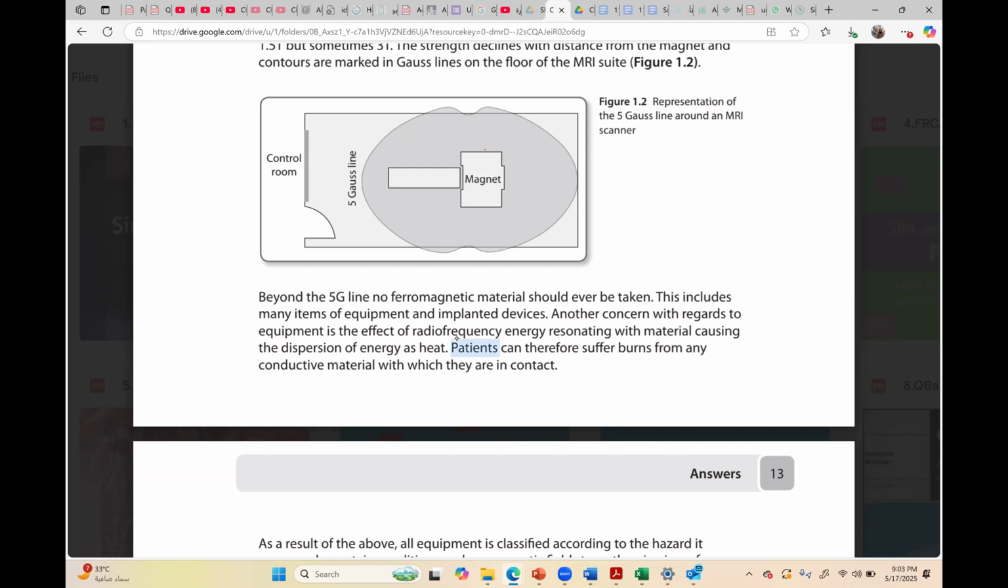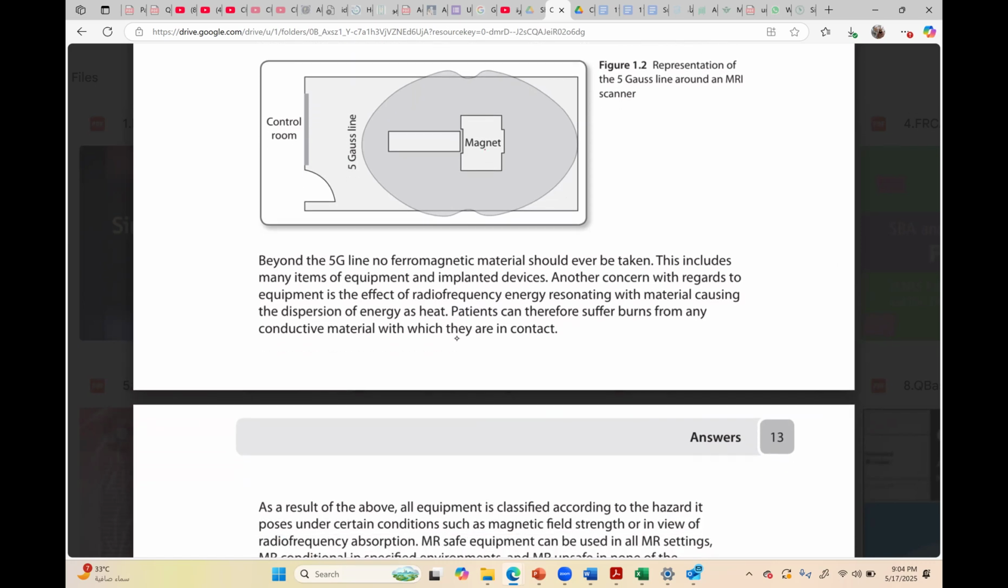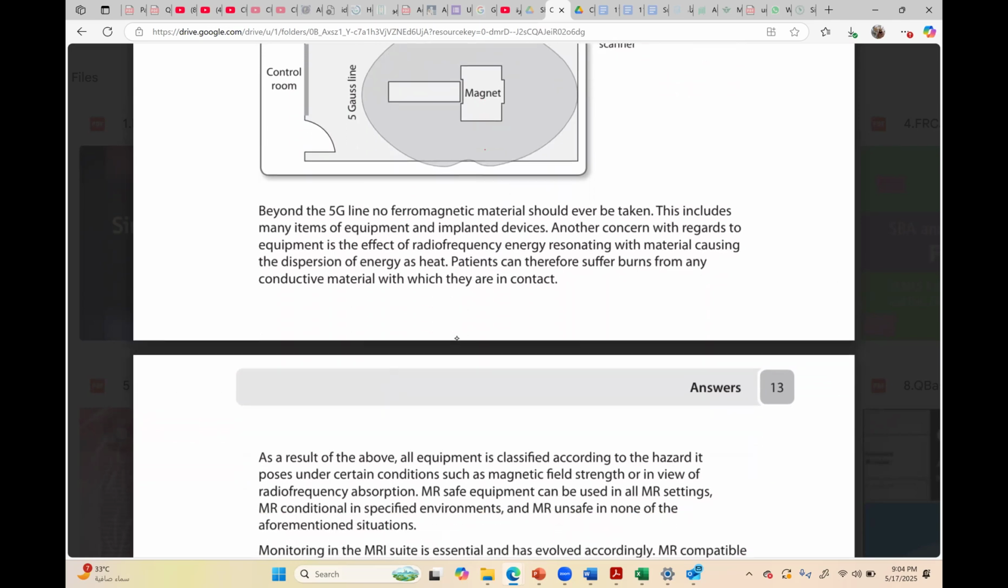So this is another point for your MCQ: radio frequency energy resonating with material causing the dispersion of energy as heat. So this is the answer. Patients can therefore suffer burns from any conducting material with which they are in contact. So if they are touching something, it can cause a burn.